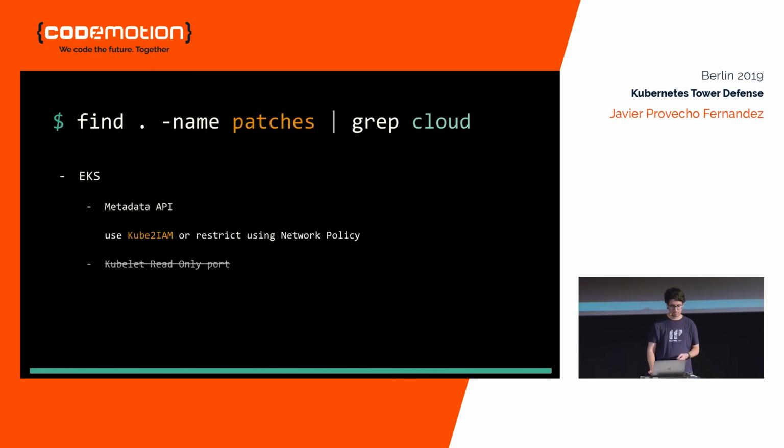Another thing that was recently fixed in AKS was the kubelet read-only port. We don't have it anymore. Although we have the host name of the node we are running, we don't have access to that port because it's already closed.